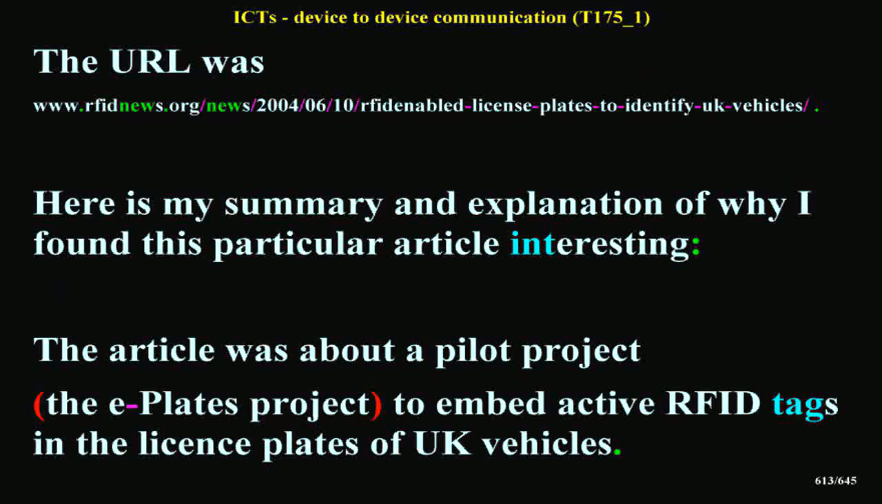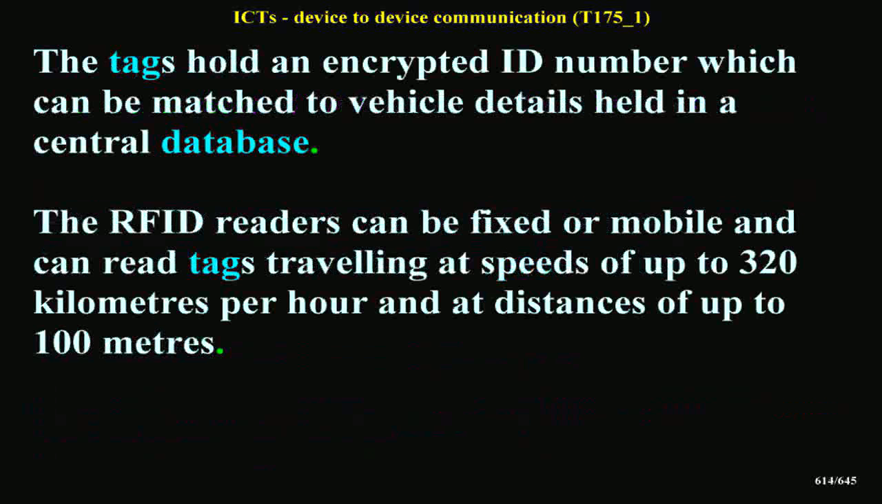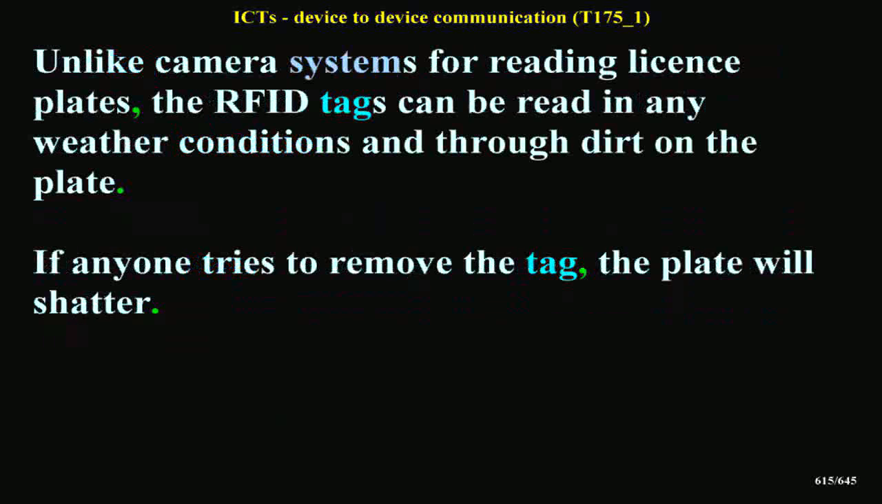The article was about a pilot project, the ePlates project, to embed active RFID tags in the license plates of UK vehicles. The tags hold an encrypted ID number which can be matched to vehicle details held in a central database. The RFID readers can be fixed or mobile and can read tags traveling at speeds of up to 320 km per hour and at distances of up to 100 meters. Unlike camera systems for reading license plates, the RFID tags can be read in any weather conditions and through dirt on the plate. If anyone tries to remove the tag, the plate will shatter.